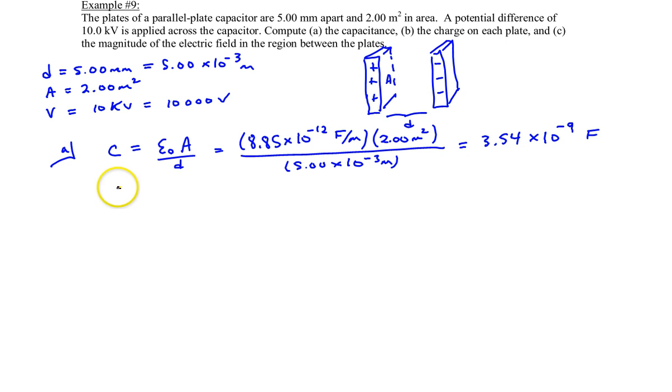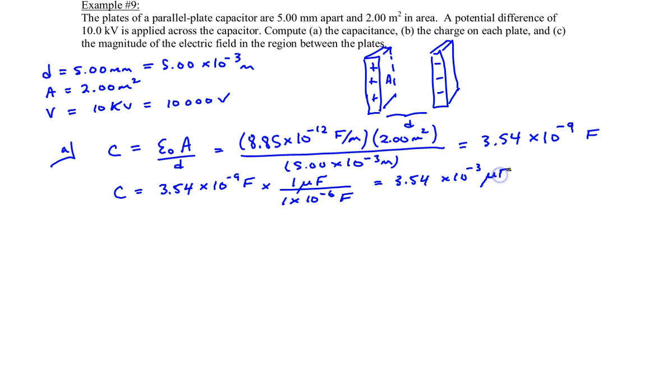That's quite a small unit of capacitance, so we can rewrite this in terms of microfarads or even picofarads. Let's do this in microfarads first. If we were to convert this to microfarads, we know that 1 microfarad is equivalent to 1 times 10 to the power negative 6 farads, which will give you 3.54 times 10 to the power negative 3 microfarads, or I suppose you could write it as 0.00354 microfarads.